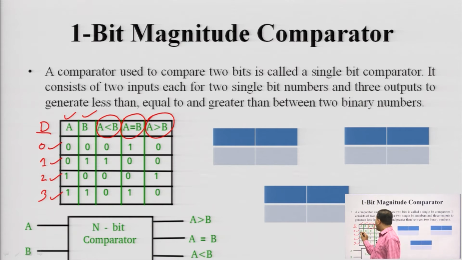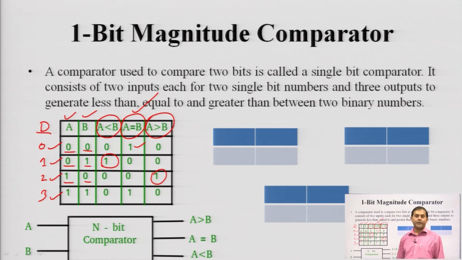Here, the value of A is 0, value of B is 0, meaning both are the same. So, in this column we will put 1, because this condition is satisfied. Now, A is 0 and B is 1, meaning A less than B, so here we put a 1 in the A less than B column. Now, A is 1 and B is 0, meaning A greater than B. So, in the third column we put a 1.